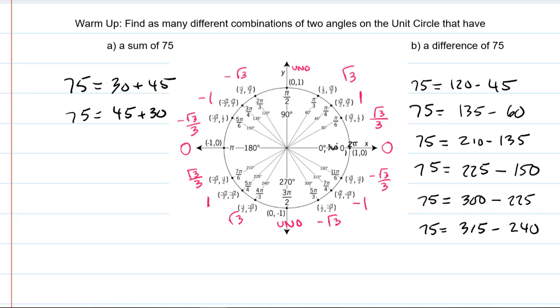When I start doing that, I just take a look at a different value. So say I'll start with 120, and I'll subtract the angle I want to find, in this case 75. If I do 120 minus 75, that gives me 45. Boom. So that means 120 and 45 are going to be the pair that I could use for the difference.